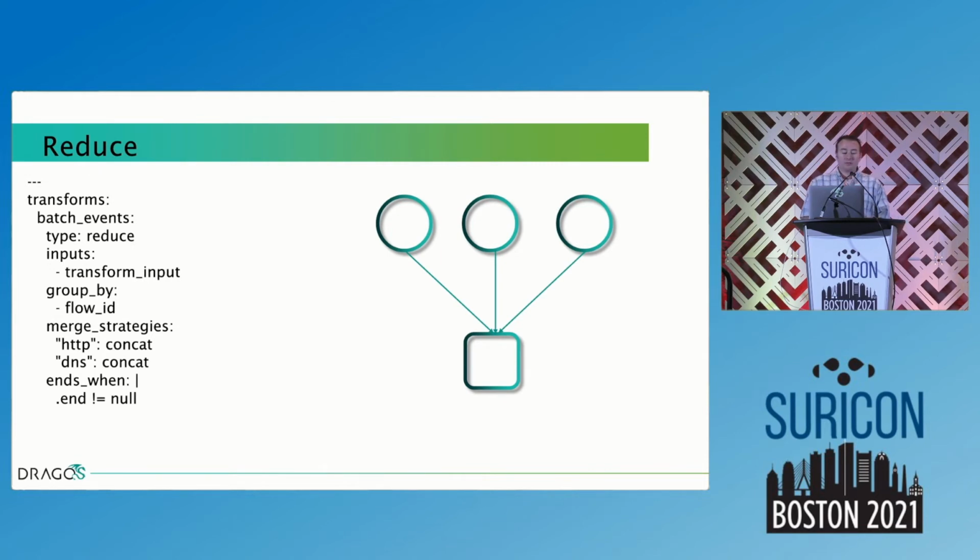There's also something called reduce. This is where we can be doing some batching and combining. So multiple events come in, we put them out to one. In this case, we're grouping by a flow ID. So this is something where you could combine everything you see on that single flow. Every single HTTP event, merge it all together, and now you just have one event.